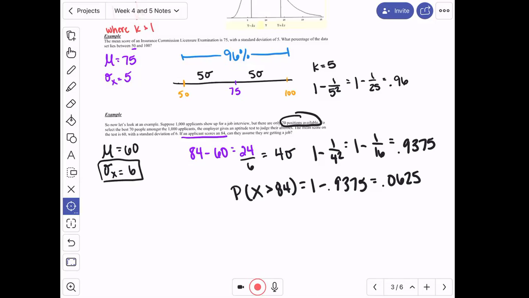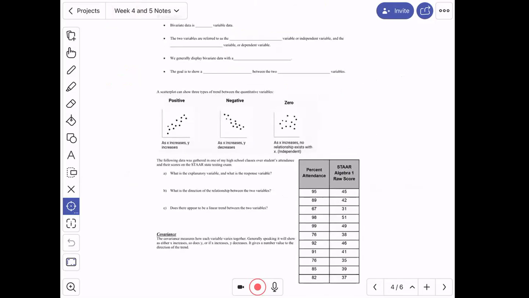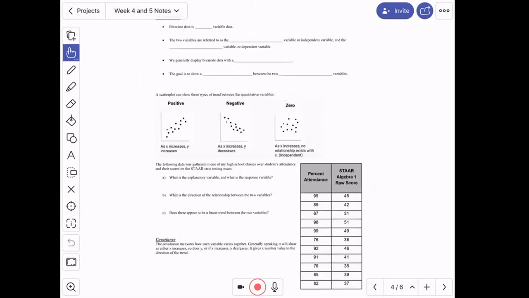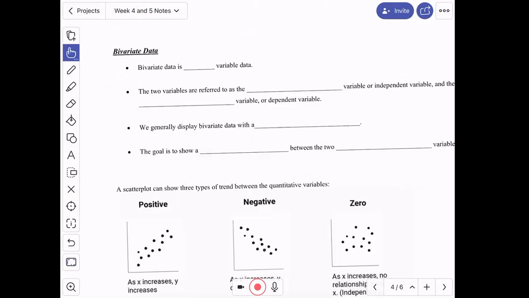All right. So let's get introduced to bivariate data. Up until this point, we've talked about univariate data. The word uni means one, like a unicorn, for instance. Now we're going to move into bivariate data. Bi means two. So we're talking about two variable data. Bivariate data is two variable data.